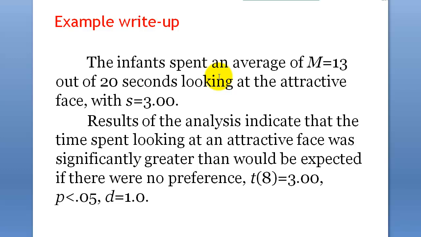I don't know how to say this. t(8) equals 3, p was smaller than 0.05, and d equals 1.0.